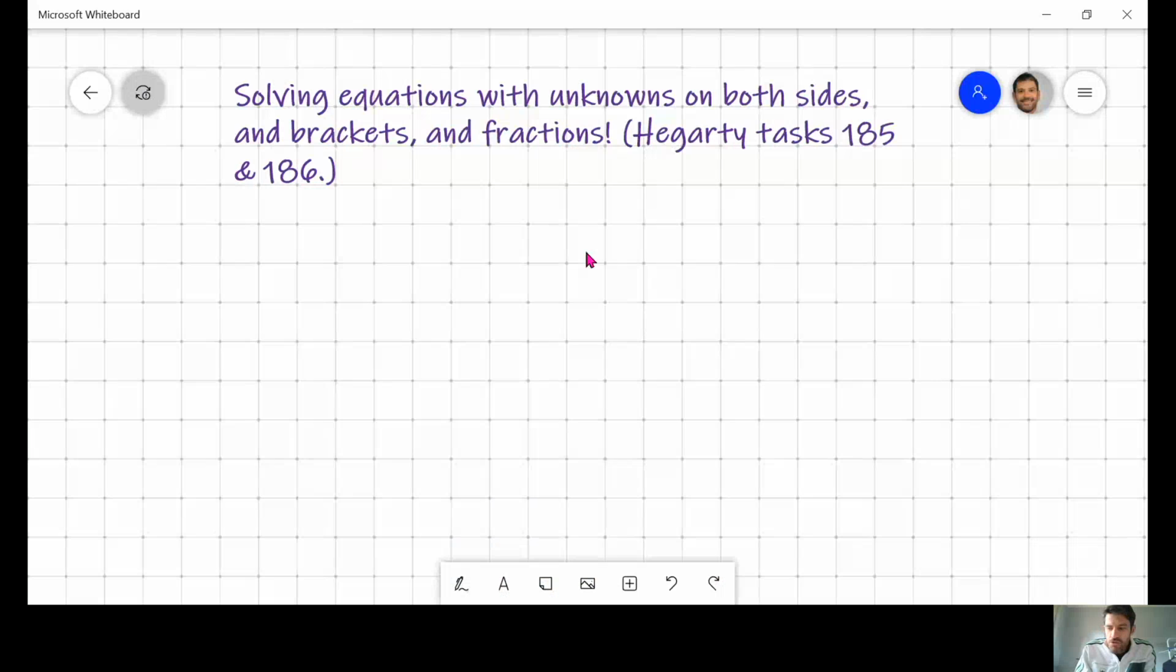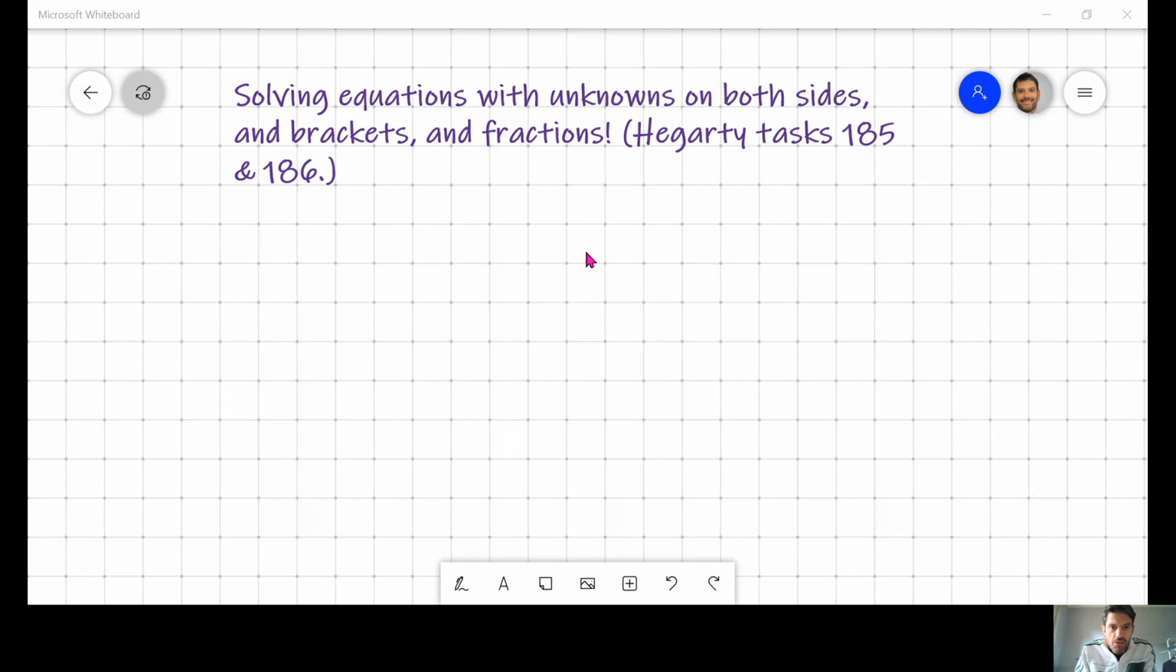Hello team. Right, we're looking at solving equations with unknowns on both sides, but pretty much the most complicated version. So we've got brackets in there and we've got fractions in there. But you just need to know how you do it, and I'm sure you'll be fine. Some of it's going to be new though.